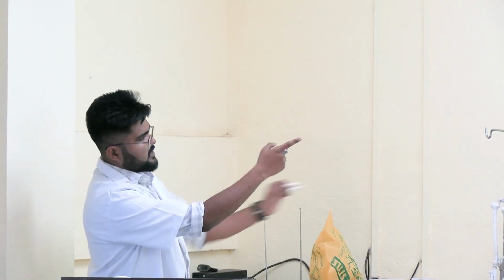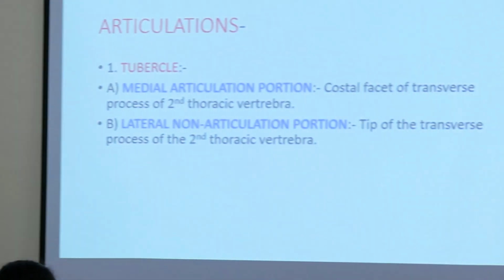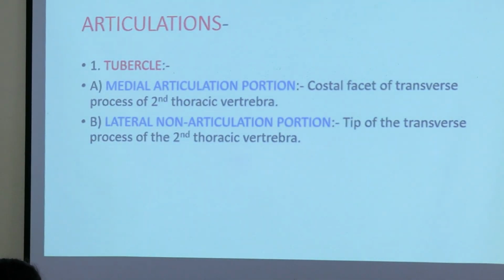That the tubercle has two parts, one is an articulation part, another is a non-articulation part. The articulation part is present medially, and this is attached to the costal facet of the transverse process of the second thoracic vertebra. And laterally the non-articulating portion is present. This is attached to the tip of the transverse process of the second thoracic vertebra. So this is mainly the tubercle portion. It has two parts, medially the articulation and laterally the non-articulation part.